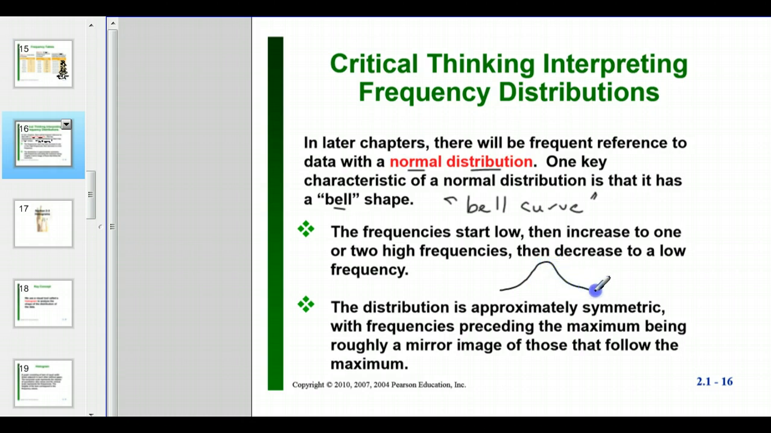So that's what it kind of looks like. And if I connected the ends and put a little thing right there, it'd look like a bell, and that's where it gets its name, the bell curve. And the distribution is approximately symmetric, meaning that a bell curve, if you cut it in half, could fold over on top of itself. It's like a mirror image.